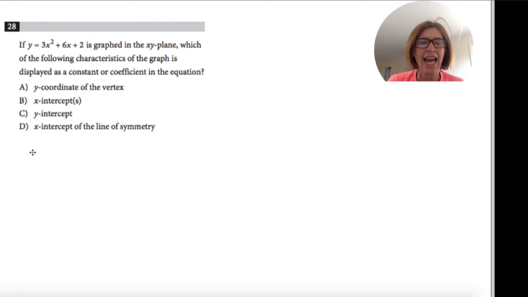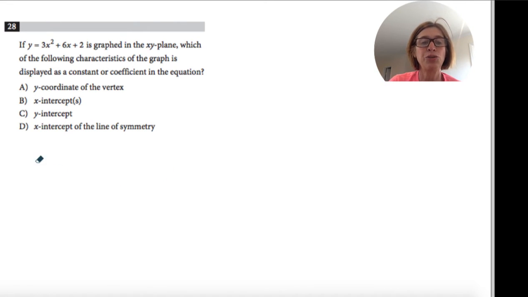So this question, it's a very common question that I've seen on a lot of different versions of the SATs. If y equals 3x squared plus 6x plus 2 is graphed in the xy plane, which of the following characteristics of the graph is displayed as a constant or a coefficient in the equation?